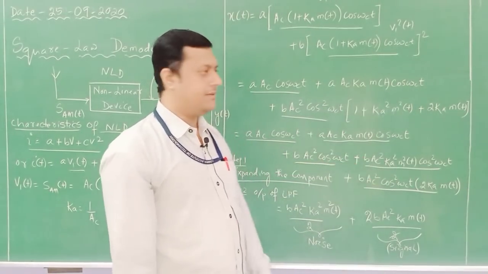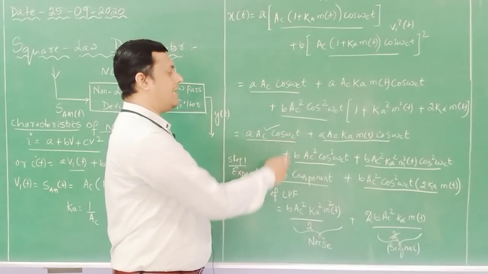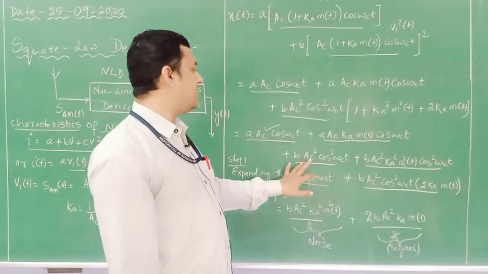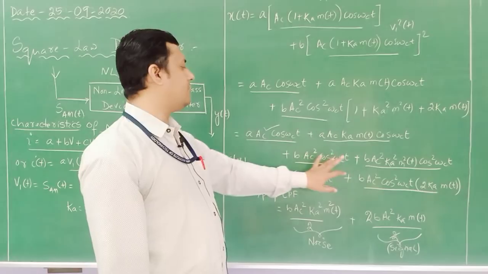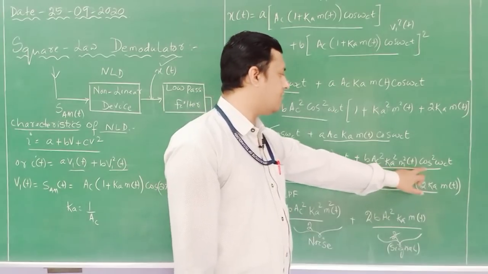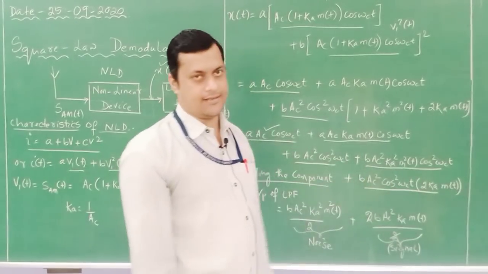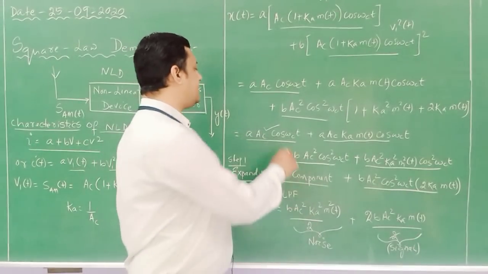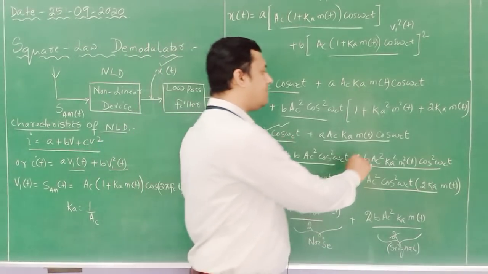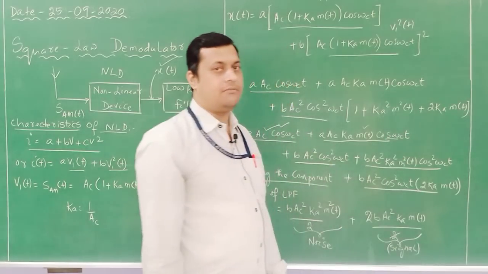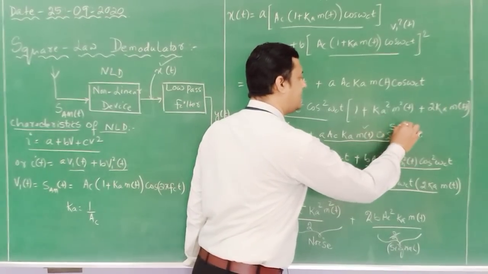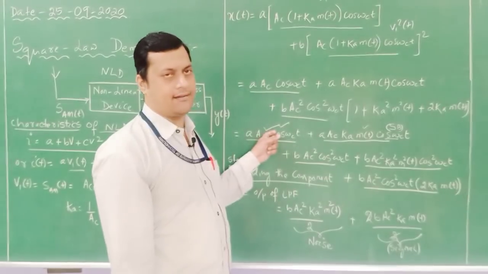So it is expanded. Now it is Ac cos omega ct, Ac into A K m of t cos omega ct. Similarly, Ac square B into cos square omega ct. Similarly, B into Ac square K square m square cos square omega ct, plus this is another term. Now you can see this is the presence of the carrier, because only the carrier frequency is available. Similarly, here the modulating signal with the carrier is available, which means the sideband is available. So this is the sideband component, and this is called my carrier component.